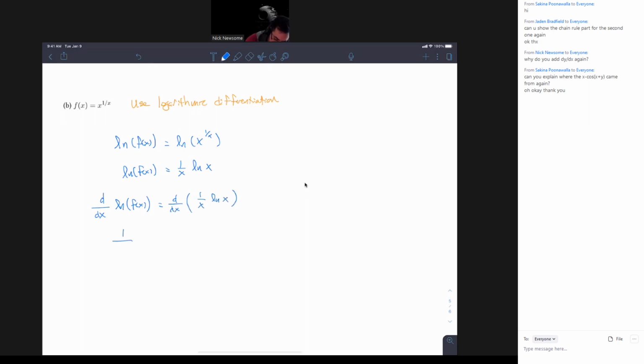Right, on the left-hand side, there's a chain rule. So the outside function is the natural log. That happens first. The inside function is f. So we'll take a derivative and get my f prime. On the right-hand side, I'm going to call this a product rule. So this first function, 1 over x, is actually x to the minus 1. So its derivative is minus x to the minus 2. And then I'm going to add 1 over x multiplied by the derivative of natural log, which is another 1 over x.